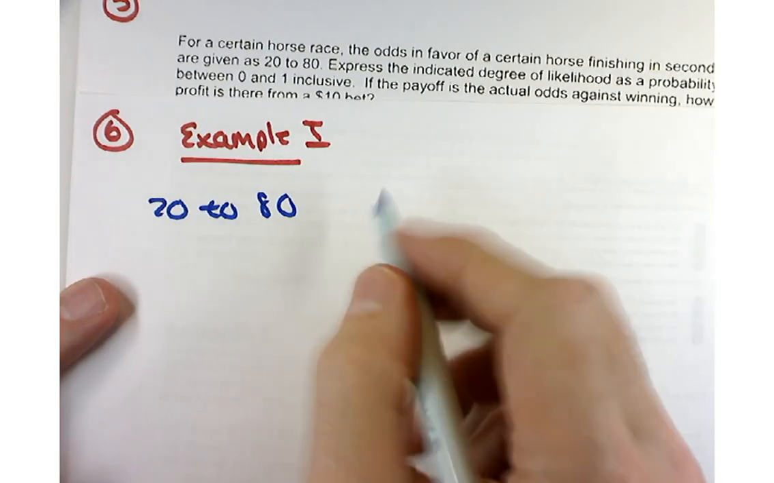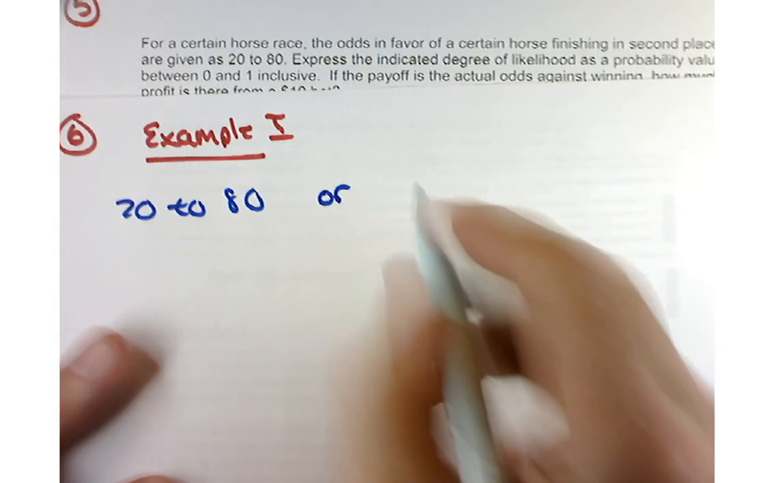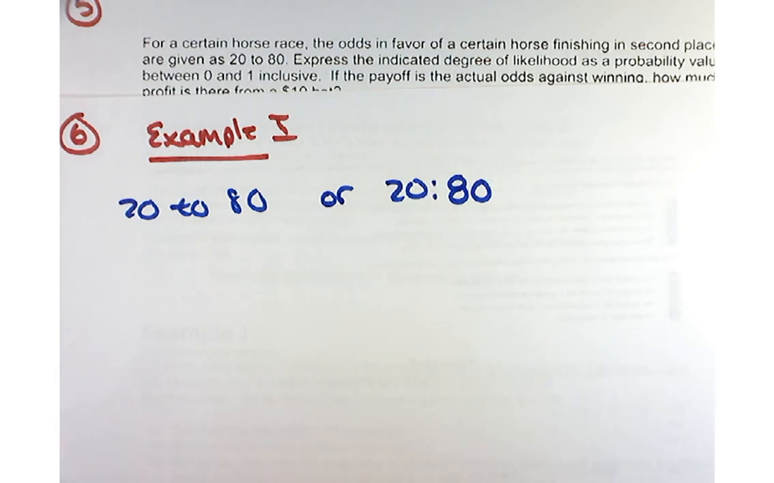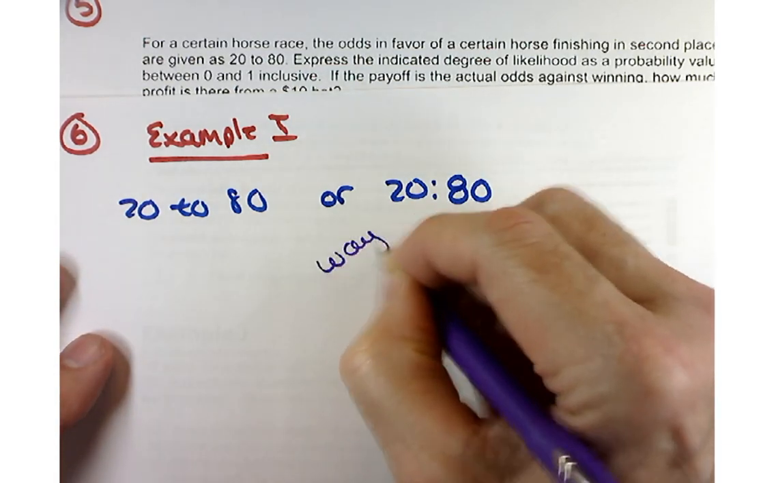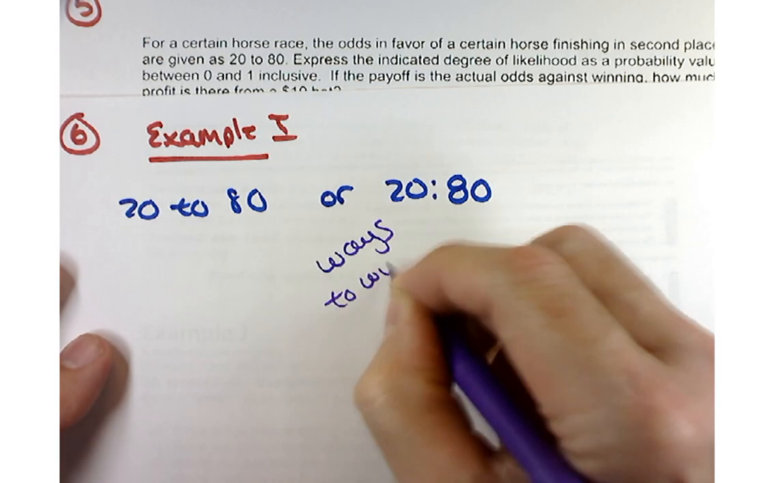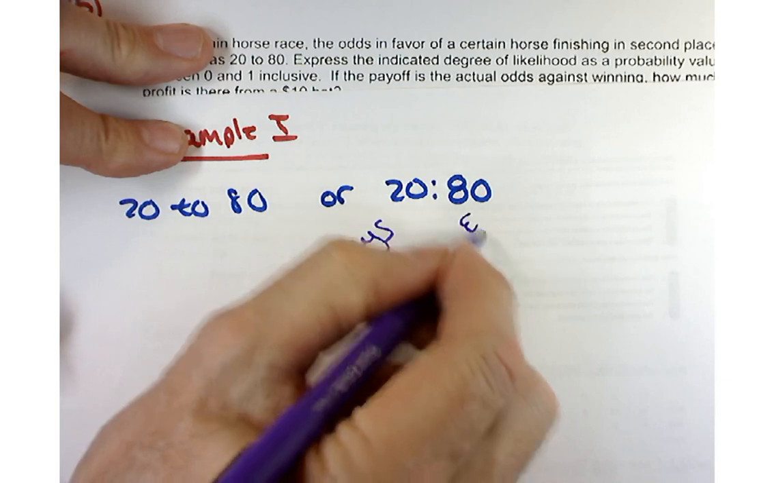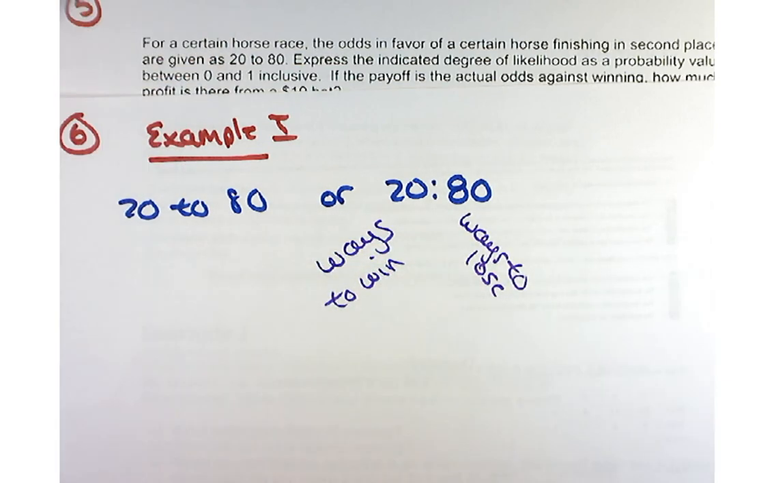And more often, that's expressed not with the word "to", but with a colon here. So it's 20 colon 80. And let's keep track of what each of these things means. 20, that's the ways to win. So there's 20 ways to win, and this is the ways to lose. 80 ways to lose.